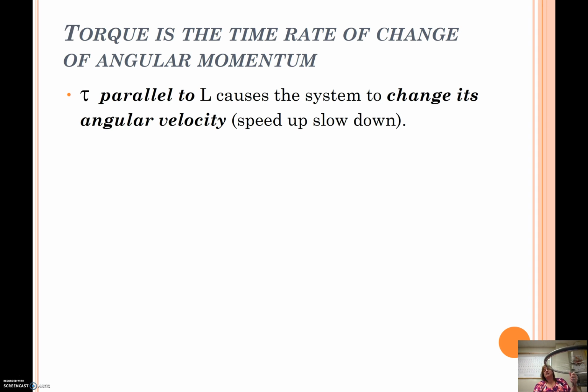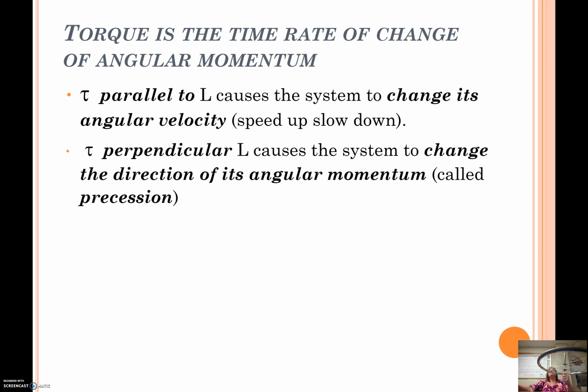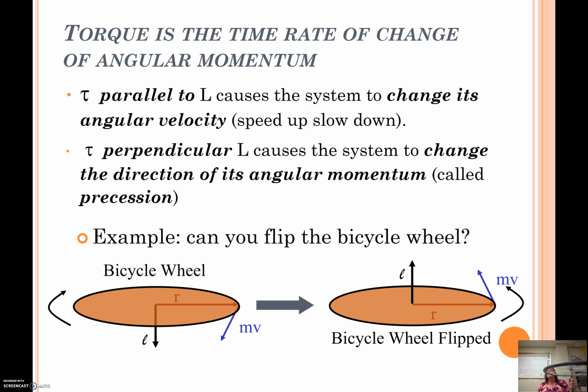So torque parallel to the angular momentum causes a change in angular velocity, but a torque perpendicular, so if I try to rotate this wheel, causes a direction change in the angular momentum. We're going to actually play around with this, because trying to rotate this thing this way is very difficult. That's because an object wants to conserve its angular momentum. When I apply a torque parallel, it'll speed up or slow down. If I try to apply a torque perpendicular, it's going to change its direction without changing its angular momentum.